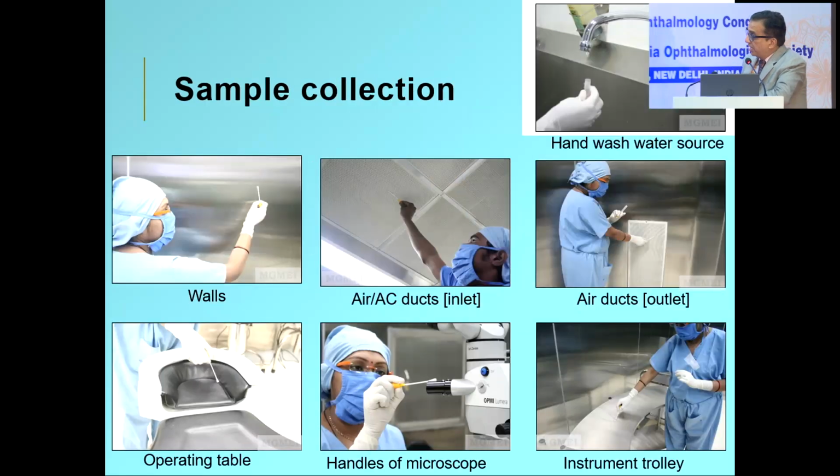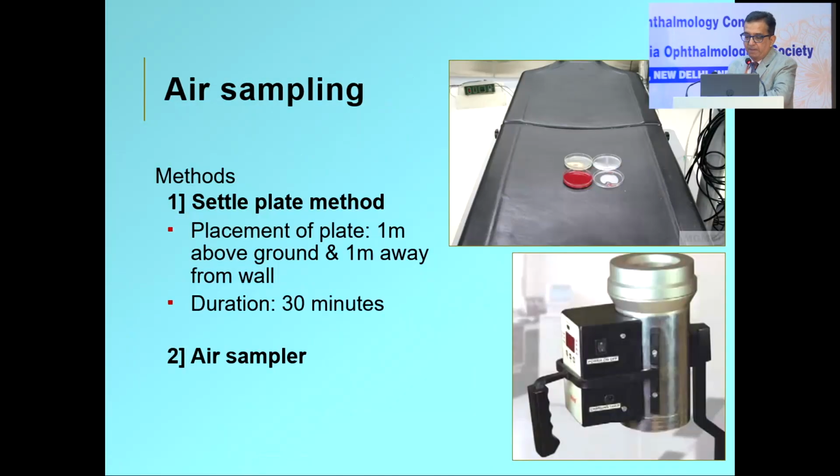So you can see that you take it from the wall. Which wall? You don't need to take it from all the 4 walls. You can take it from the wall at the head end from the surgeon. Secondly, you need to take it from your AC vents and AC ducts, from the head end of the OT table, then from the handles of your OT trolleys, and where you are cleaning your hands, you need to take the midstream from your water source.